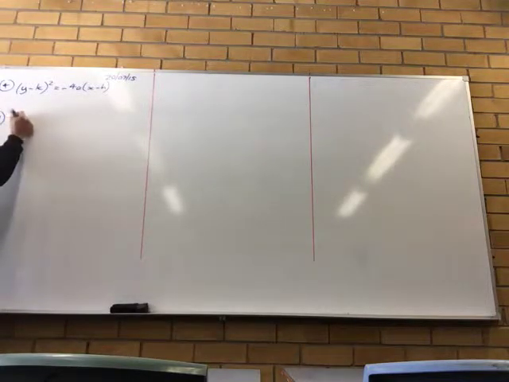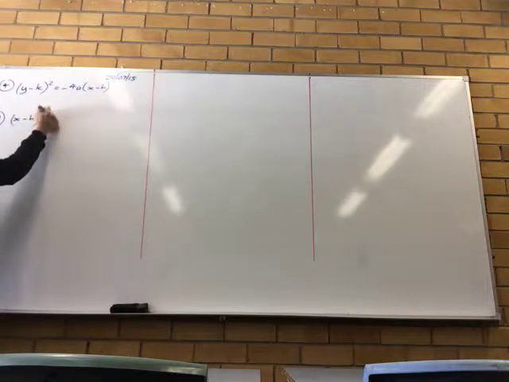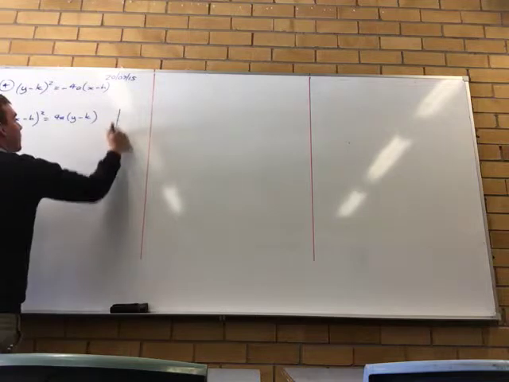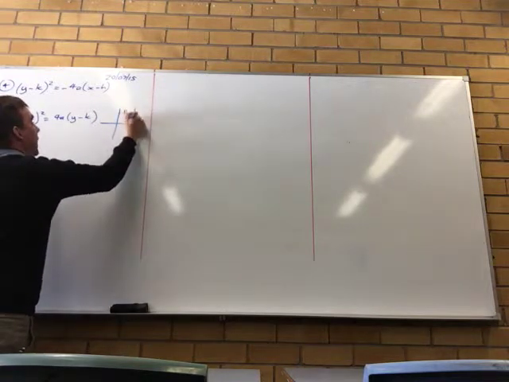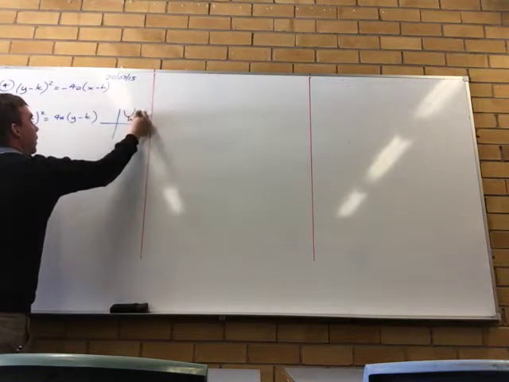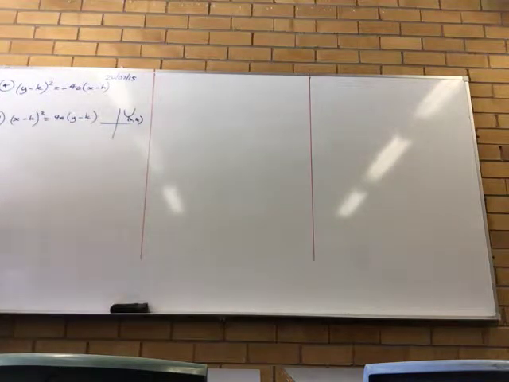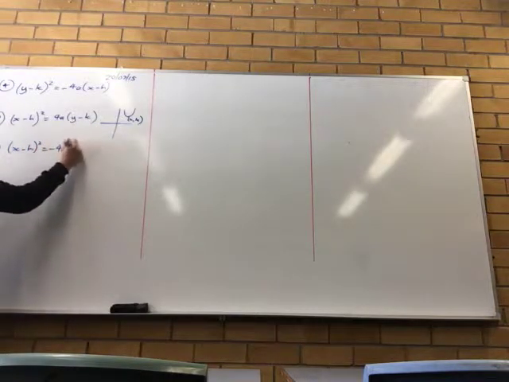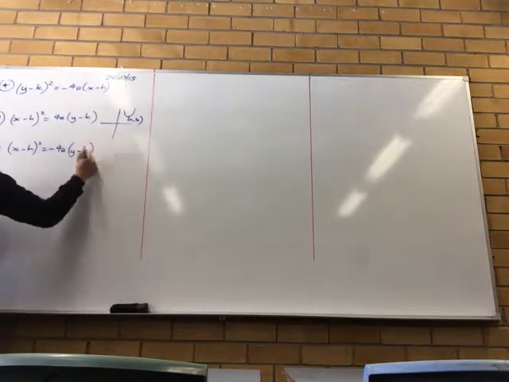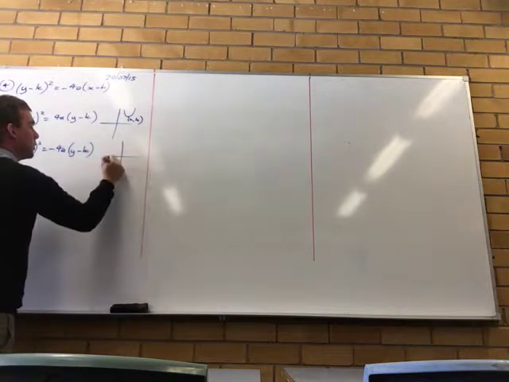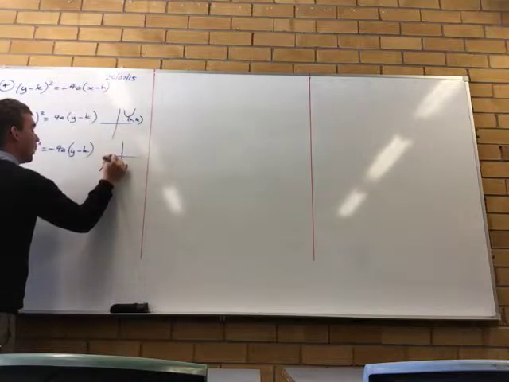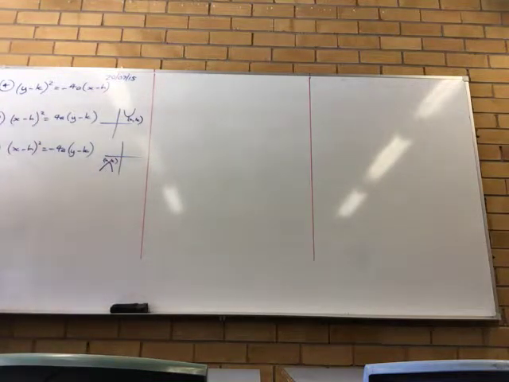Number 1 was x take away h, squared equals 4a, y take away k. Right, and that was your standard concave up parabola with the vertex at h, k. Number 2, x take away h, squared, is equal to negative 4a, y take away k. Right, and that was your concave down parabola, with the vertex at h, k.